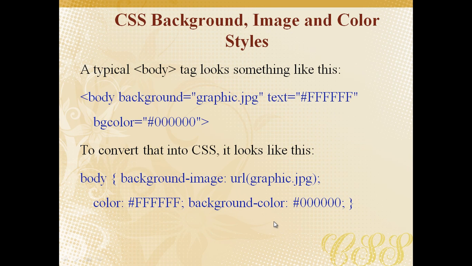Suppose you want to do it without CSS, then the code will be like this. body background is equal to graphics.jpg, text is equal to some color, bgcolor is hash all zeros. So this can be converted to CSS like this. body background-image colon url graphics.jpg, and the rest are all the same. All these properties must be enclosed by the curly braces.